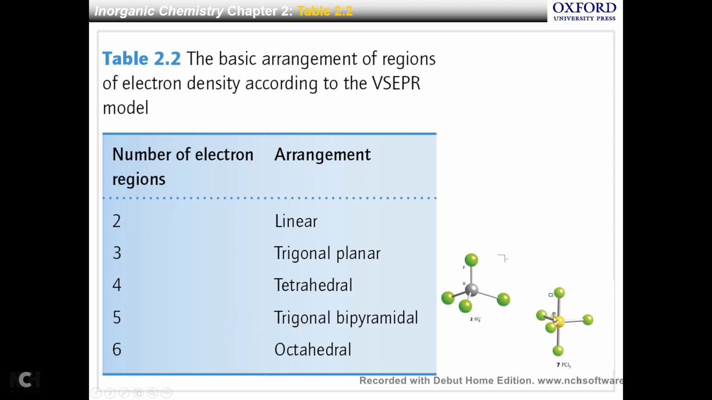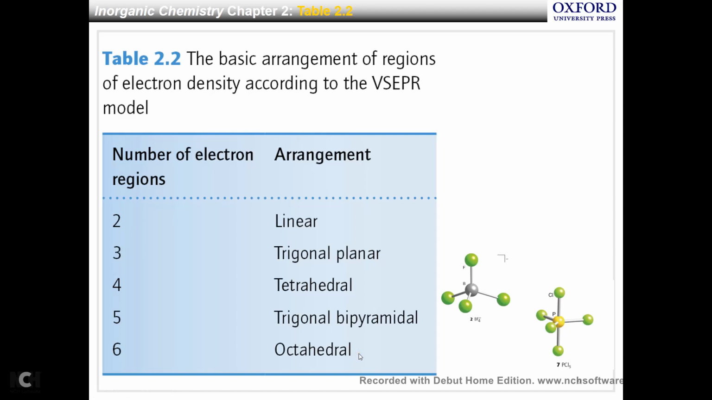5 electron groups, like in this PCl5, trigonal bipyramidal. So 1, 2, 3, 4, 5. 5 electron groups. 1 pointing up, 1 pointing down, 3 in the middle. So these 2 are axial positions. These 3 are equatorial positions. And finally, octahedral. So this is simple. It's just up, down, left, right, front, and back.